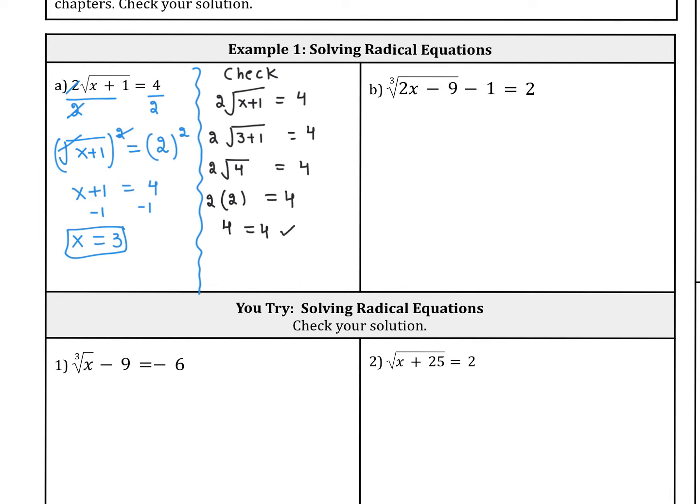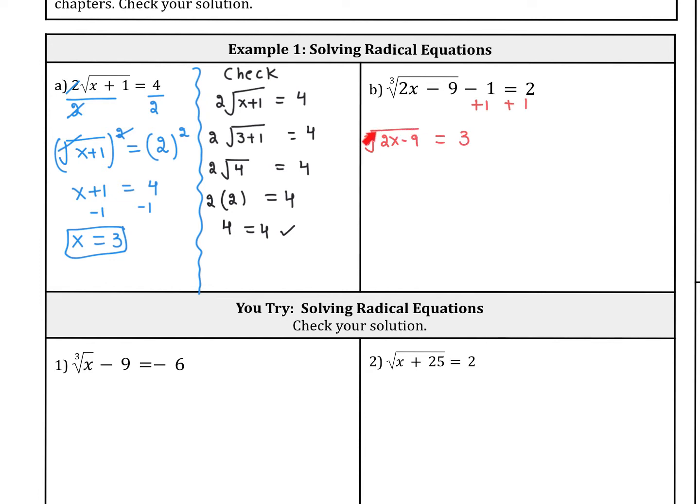Now we are going to do letter B, where I can see that this radical should be by itself. It means that we need to remove this 1. To remove this 1, we are going to add 1 on both sides. So what you get here is cube root of 2x minus 9 equals 3.